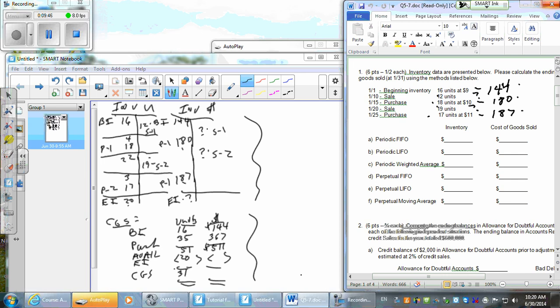So what I want to know is this number and this number, right? The ending inventory and therefore the cost of goods sold. It'll be different for each of the 6 methods, okay? Different numbers, they're different estimates of ending inventory and therefore cost of goods sold.